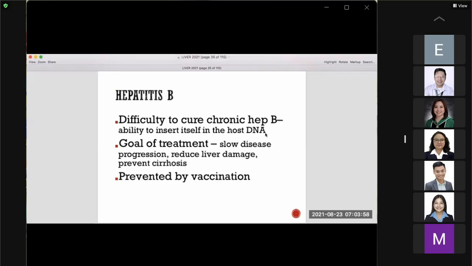the characteristics of hepatitis B that they want to invade liver cells because of a favorable environment, like the presence of receptors or other factors that favor the growth of hepatitis B as well as the entry of hepatitis B into the liver cells. The goal of treatment is to slow down the progression of the disease, okay, and to reduce liver damage and eventually to prevent cirrhosis. This particular infection or disease process can be prevented by the vaccination process.